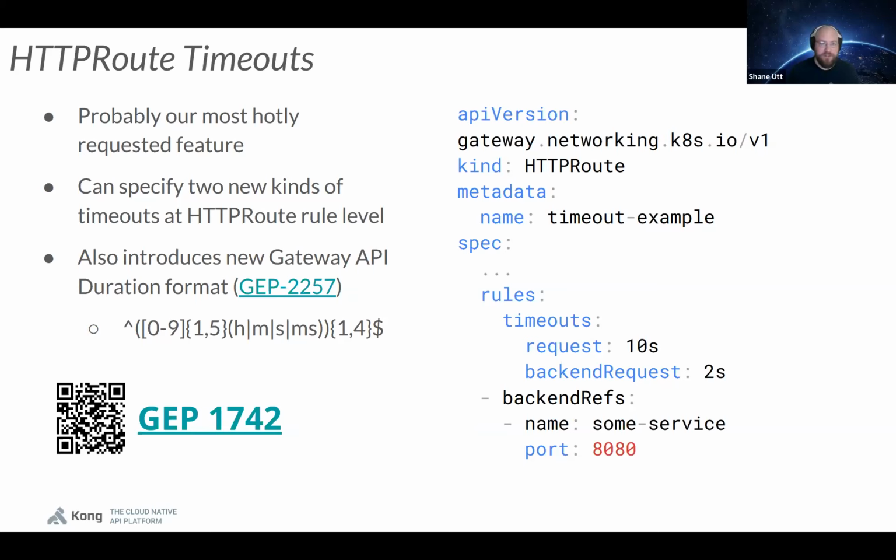Probably the most hotly requested feature is HTTPRoute timeouts. You can specify new kinds of timeouts at the HTTPRoute rule level. Here's an example of it. So there's a rules timeouts. This also had to come along with its own duration format, which we had to come up with and make sure every implementation could agree with. It was ultimately based on Golang's. We decided to go with Golang's time format. It's been hard to do this one, but as the most hotly requested feature, it's been a top priority. So that's GEP 1742.